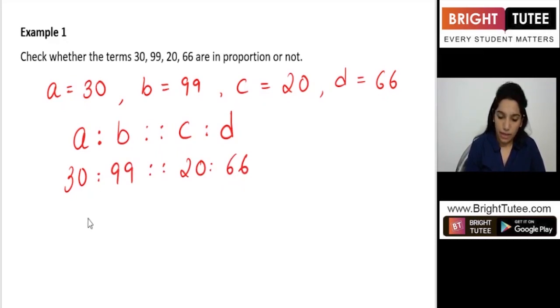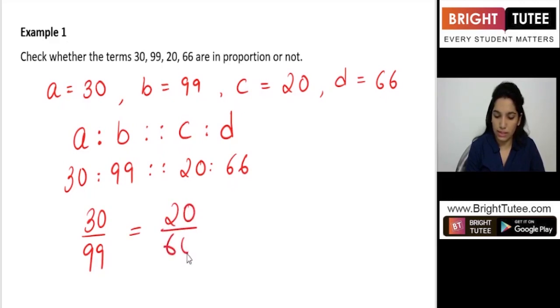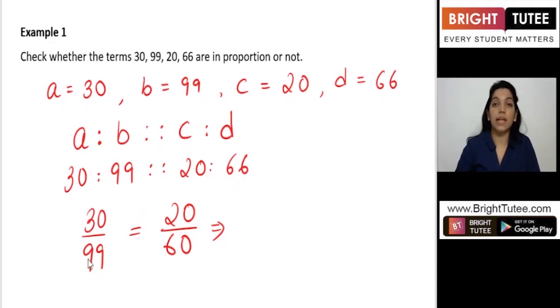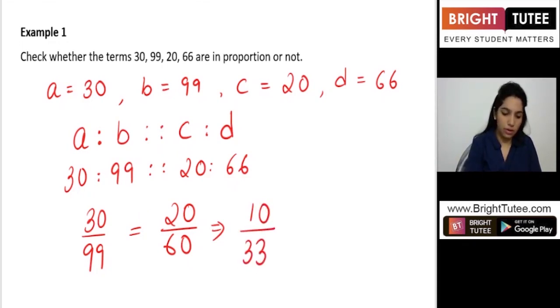Let us check. If we do 30 over 99 is equal to 20 over 66, let us see whether these terms are in proportion or not. How do we do this? We can multiply the numbers in the cross method, or another thing we can do is simplify these fractions. So 30 over 99, let us divide both by 3. It will give 10 over 33. And here I just made a mistake. Instead of 60, it's 66.